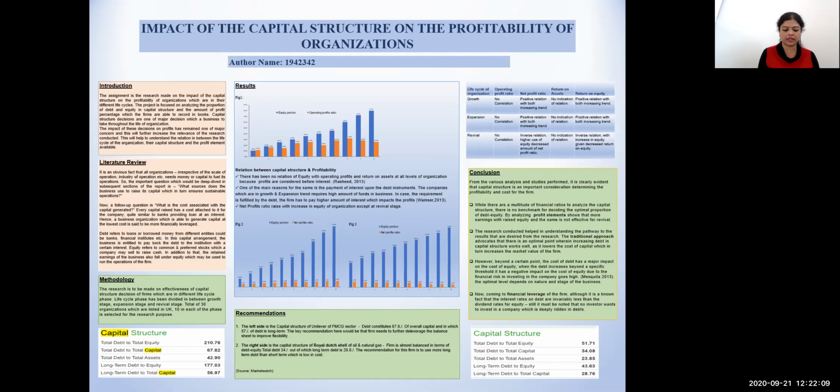And another one is the expansion stage. These are the entities which are looking for diversification of their products, a completely new product, or planning to enter a new market in a new location. So basically it faces competition and has to reduce the cost to attract the customers.